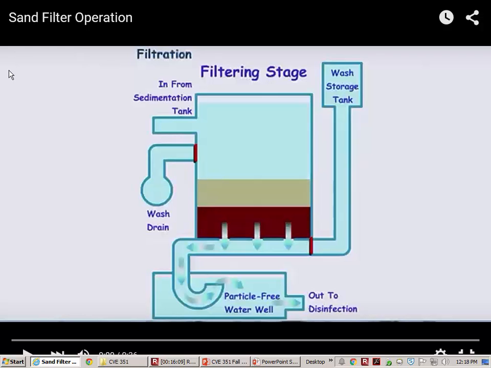Halfway through the cycle, they're going to start seeing that all of the filter is clogged, and so they're going to have to stop the normal water from coming through, and they're going to backwash the filter. So let's watch that animation.